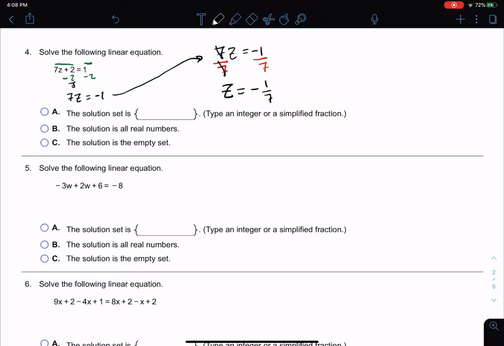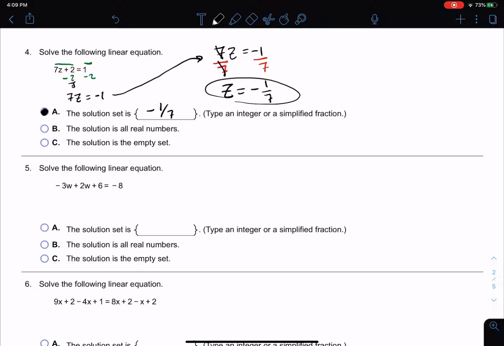Okay. So we got ourselves an answer, negative 1/7. A is the solution. Okay. Or A is the answer, but the solution is negative 1/7.